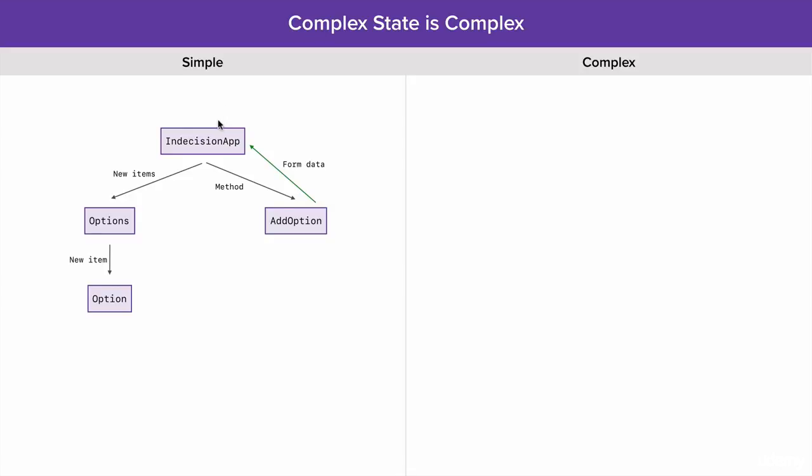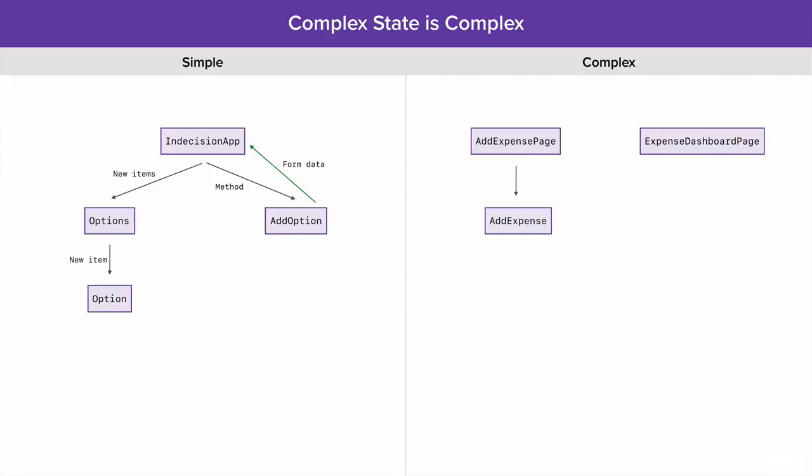But this is not what we have. In our new application, we do not have a single tree view where everything is interconnected. What we really have are two tree views. We have an add expense page and we have an expense dashboard page. There is no parent component that renders both of these. Instead, both of these are rendered by React Router, and they have children of their own. For add expense page, we're going to add a form. We're going to have the add expense form sitting right inside of there. For the expense dashboard page, we're going to have the list of expenses, and we're going to have the individual expense as well.